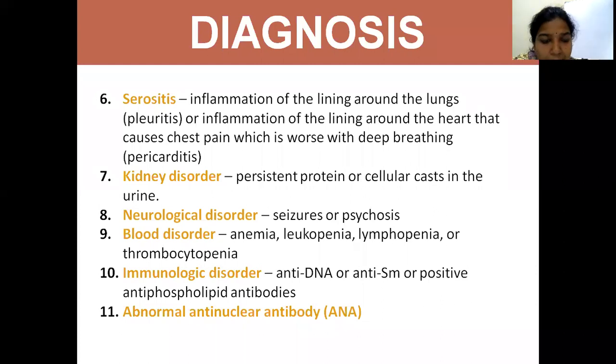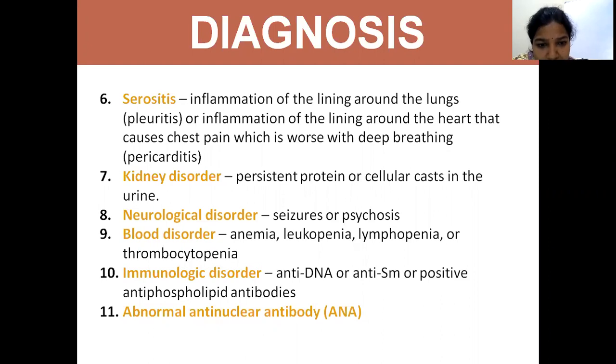Kidney disorder, persistent protein or cellular casts in the urine. Neurological disorder, the most common neurological symptoms are seizures or psychosis. And blood disorders that include anemia, leukopenia, lymphopenia, or thrombocytopenia. Usually the child presents with anemia, leukopenia, and thrombocytopenia. And immunological disorder, anti-DNA or anti-Smith are positive, or positive antiphospholipid antibodies. The most common and more specific for SLE are anti-double-stranded DNA antibodies.